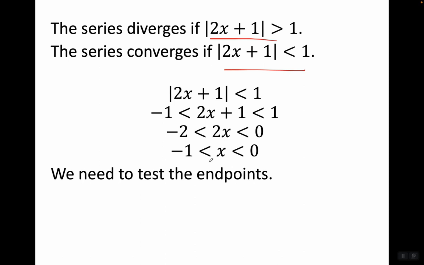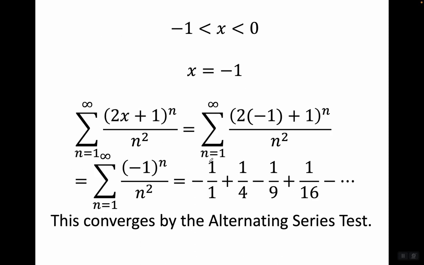We just need to test the endpoints, negative 1 and 0. So let's test x equals negative 1. When you take this series and plug in x equals negative 1, you end up with the summation of (2 times negative 1 plus 1)^n over n squared. Well, 2 times negative 1 is negative 2, so what's in parentheses here is simply negative 1. So we have the sum as n goes from 1 to infinity of (negative 1)^n over n squared. So we have negative 1 plus a fourth minus a ninth plus a 16th. This converges by the alternating series test. So the series converges for x equals negative 1.